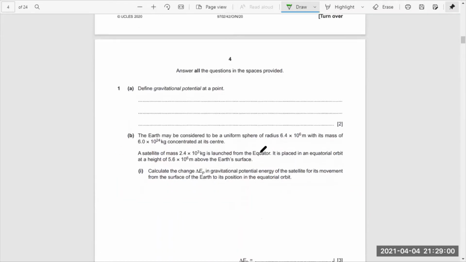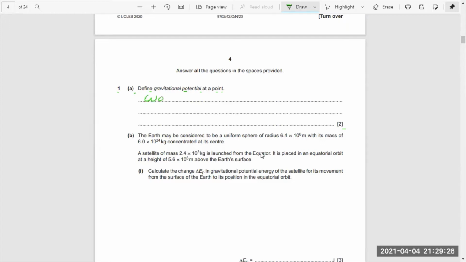For question number 1, define gravitational potential at a point. So to define the gravitational potential at a point, we have already discussed it in our topics. It's the first simple information or knowledge part of the question.